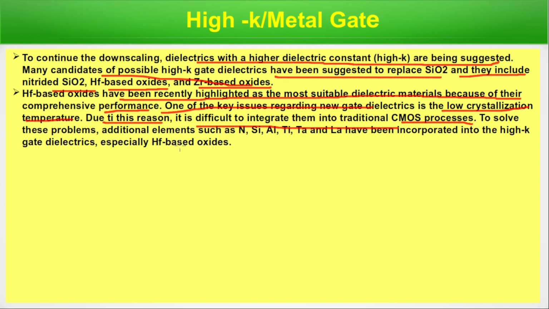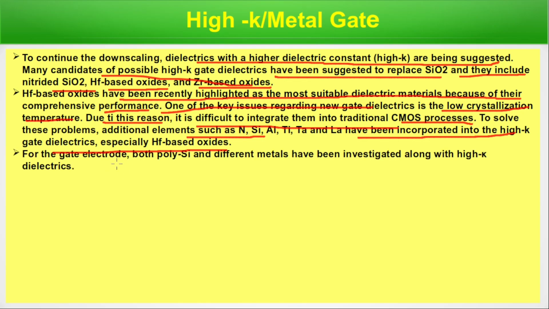To solve this problem, additional elements such as nitrogen, silicon, aluminum have been incorporated into high-K gate dielectrics, especially hafnium-based oxide. Introduction of new material is also there. New material has been incorporated to increase the temperature. For the gate electrode, both polysilicon and different metals have been investigated along with high-K dielectric.